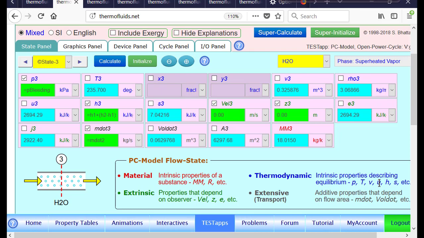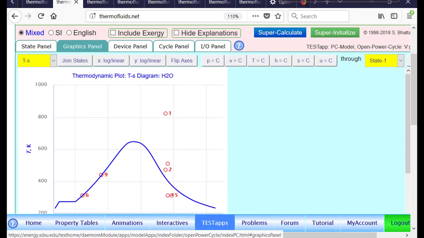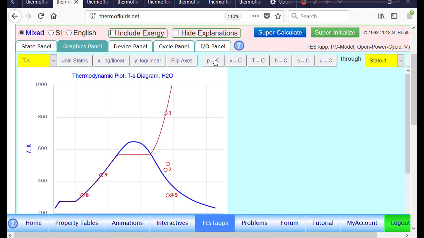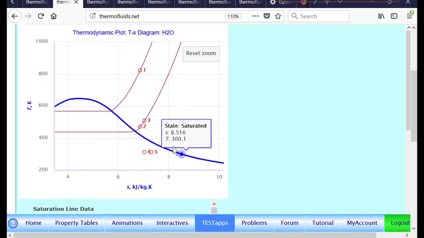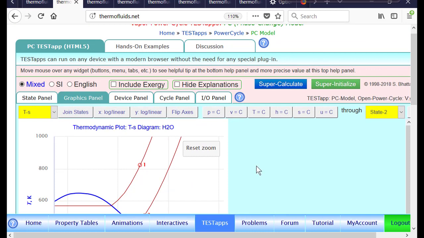Now that all the states have been calculated, you can check them on the graphics panel and draw a constant pressure line, for instance, through different states. This would be the bleeding pressure. Not all the state numbers show up because of the zoom level. If you select a part of that plot, you can see the state numbers show up as you zoom into a particular part. But this should be done as you calculate state after state, to make sure each state is correct.